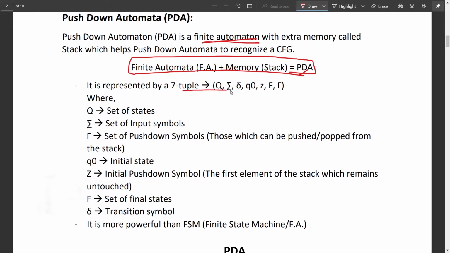And it's represented by a 7 tuple. As you can see, there are 7 elements in the tuple, where Q is the set of the states, sigma is the set of input symbols, and this is the transition function. How this works is, this particular one is the current state.